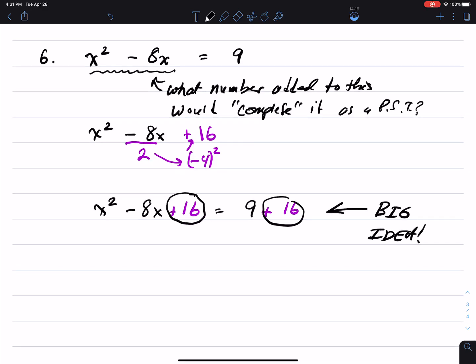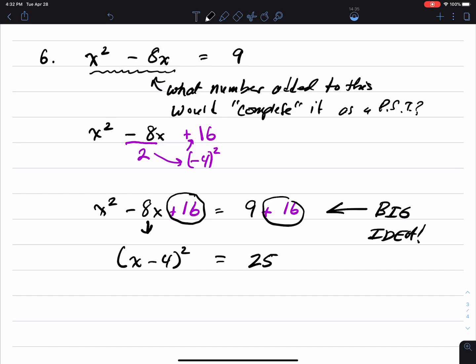All right, this is the work of equations: whatever you do to one side, do to the other. But see how clever that is, because now what can we do with this perfect square trinomial? We can factor it. And how is that going to factor? It's going to factor as x minus 4 squared, and on the other side, look what you get, 25.